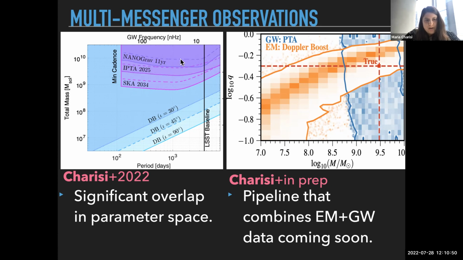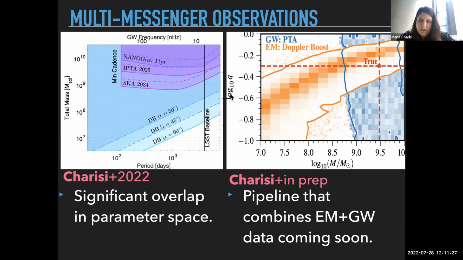So now we are limited to the most massive supermassive black hole binaries. They have to be almost 10 to the 10. But as the sensitivity of pulsar timing arrays increases, we will have more and more binaries where we can do joint multi-messenger observations. So we started developing a pipeline that will put together optical time domain data and pulsar timing array data. The idea here is that, for example, we have different dependencies on the signal.